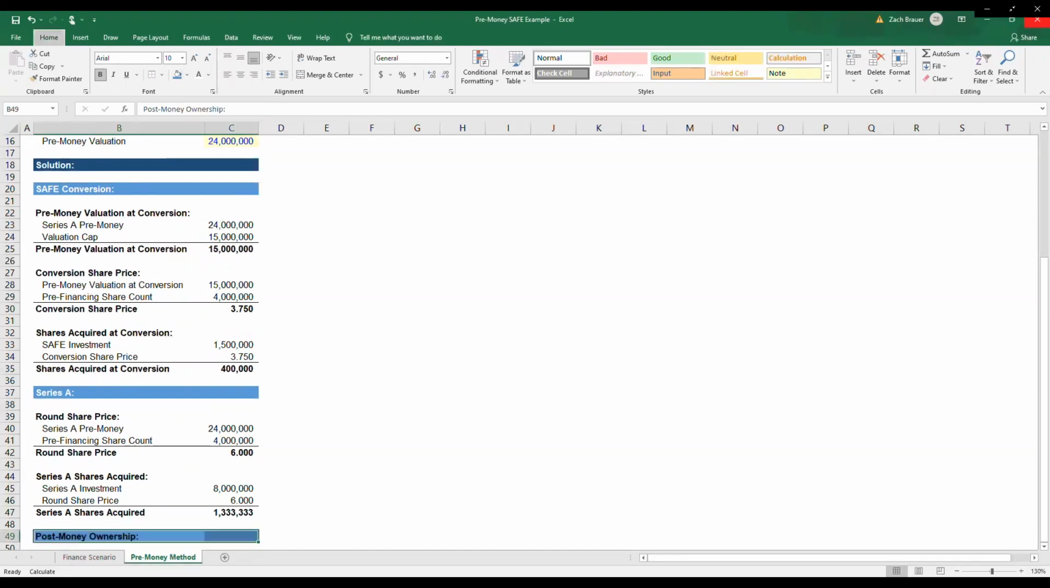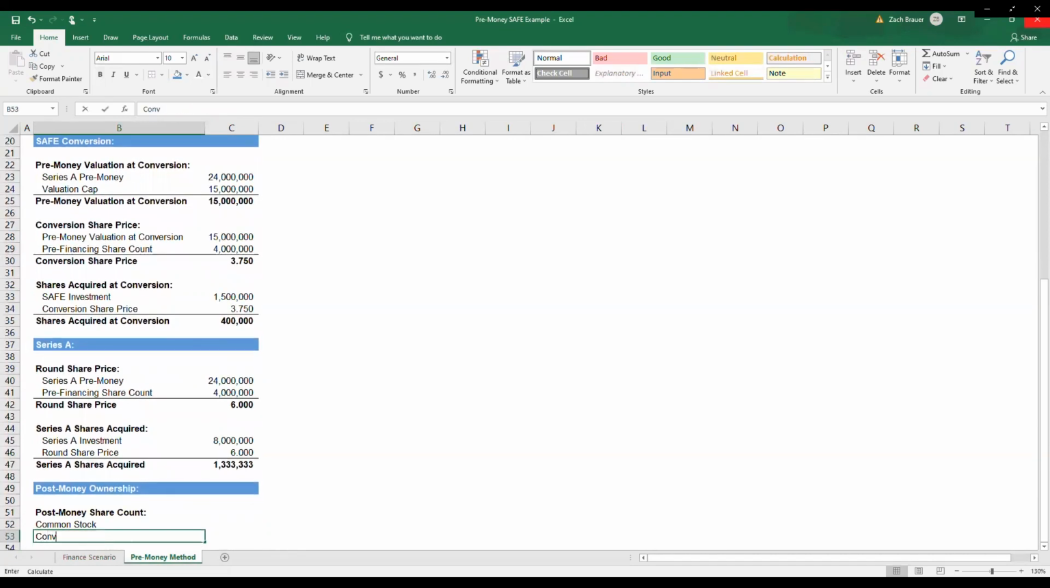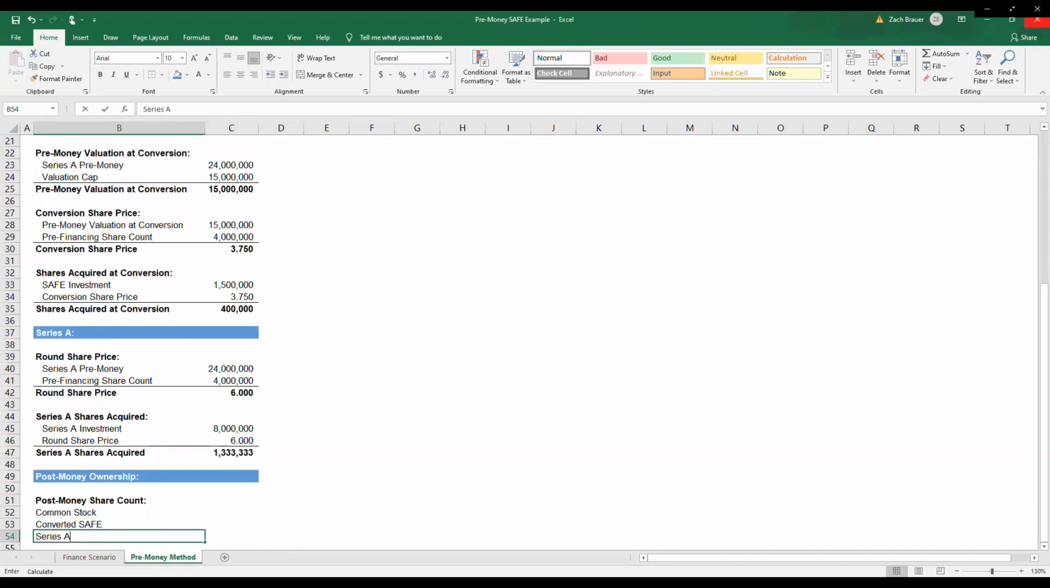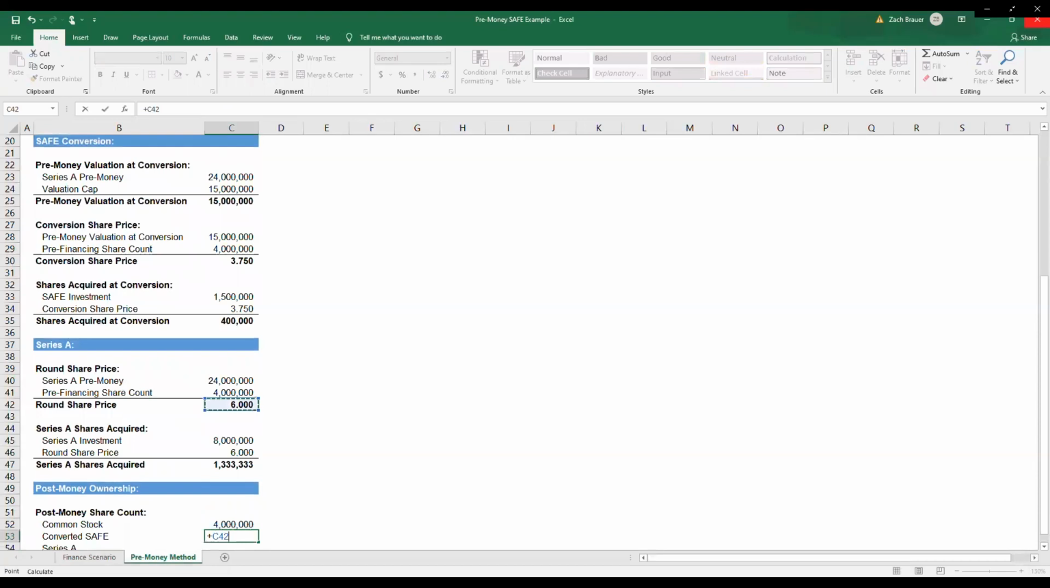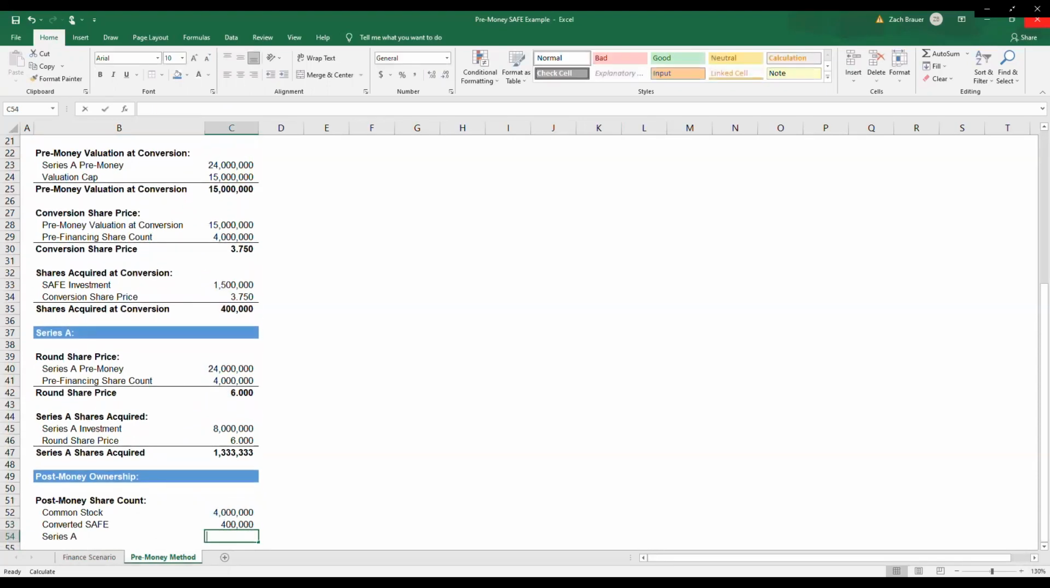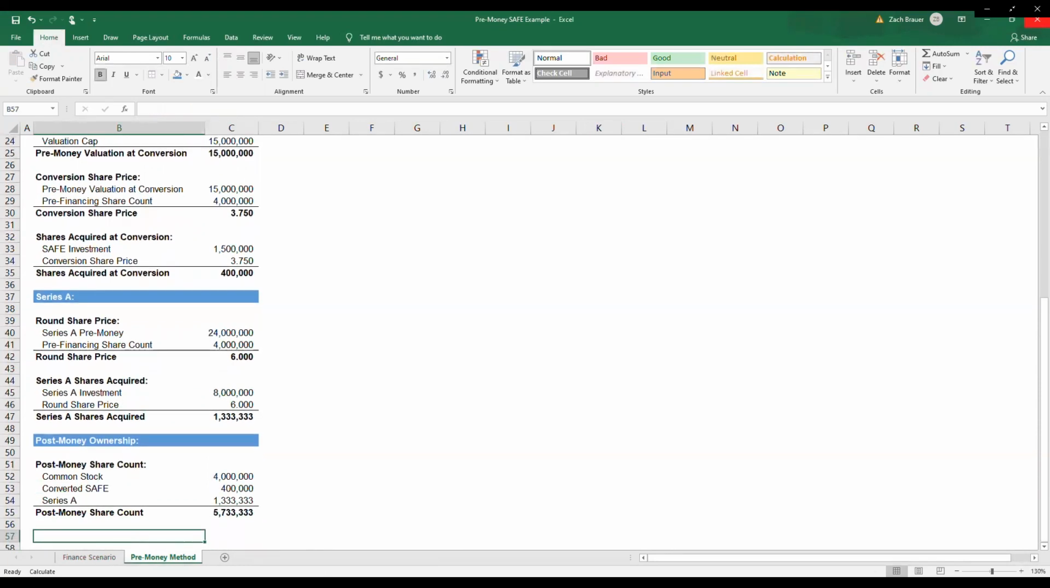The first thing I'll do is calculate the post-money share count just to consolidate all of the different data points in one place. And that is simply taking, in this case, the sum of the common stock, the converted safe, and the Series A to get to the post-money share count, which will be the denominator to calculate the ownership for each of the different ownership groups. Now we can calculate the post-money ownership.